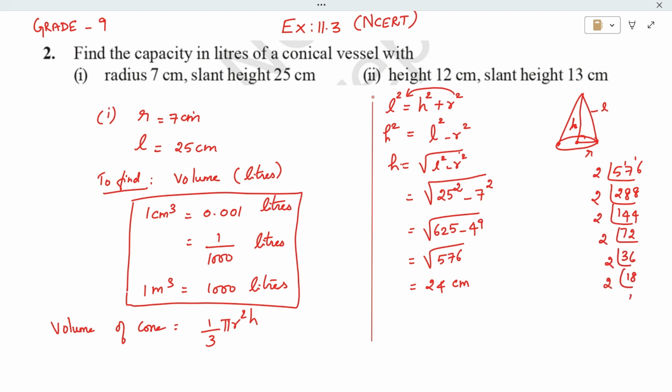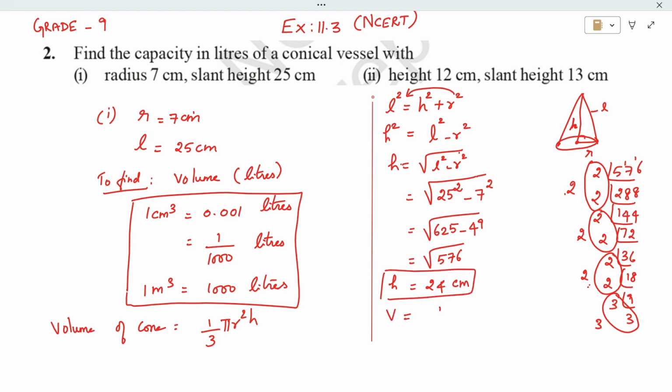18 times 9, 3 times 3 is 9. So you have to group in terms of pairs and take one number out, because root of 4 is 2 under the square root. If you do this, finally you multiply the numbers which have been taken out. So 2 times 2 is 4, 4 times 2 is 8, 8 times 3 is 24. So h is equal to 24 centimeter.